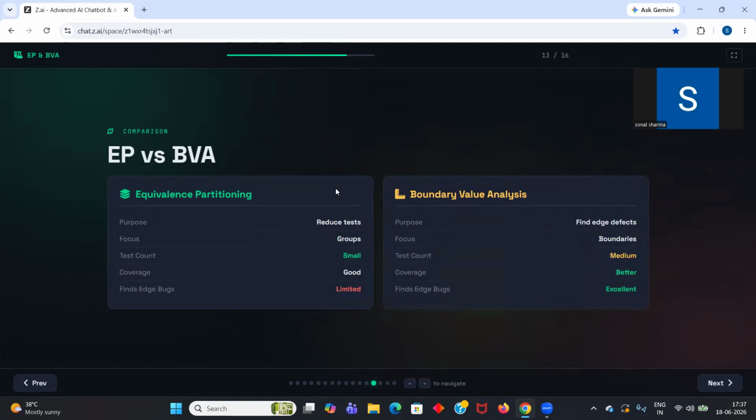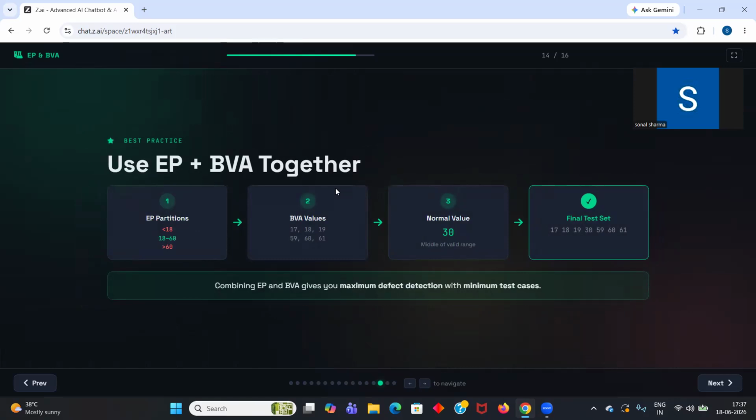So the equivalence partitioning technique is to reduce your test cases and focus more on the groups. So you divide your test into groups and only test one representative of that group. That makes your test count smaller and still provides you a good coverage. But it does not find the edge bugs. For edge bugs, we have boundary value analysis technique. It focuses on the boundaries. Though your test count is more than equivalence partitioning technique, it provides better coverage and helps you find the edge bugs. So our best practice is to use EP plus BVA together.